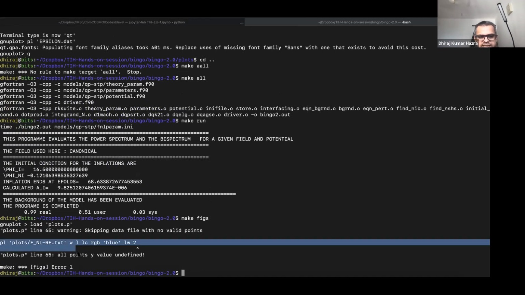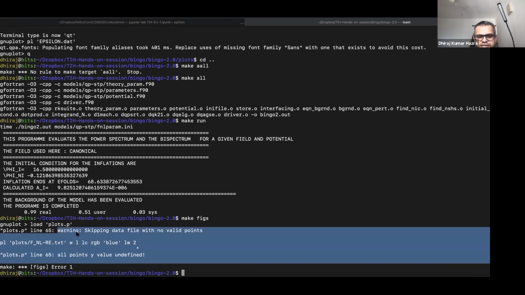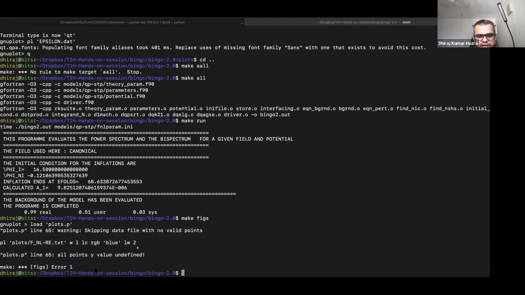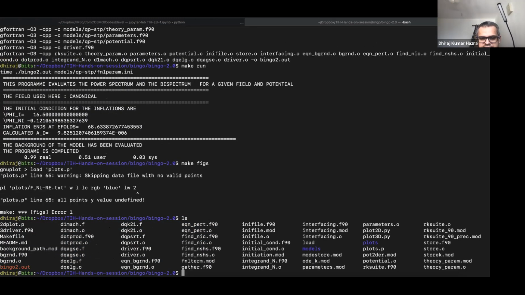So don't worry about this error because we are not calculating FNL. It is saying that I'm not able to find the FNL values. By spectrum, we are not calculating, which is beyond the scope of these lectures. So let's just see what is there in the power spectrum.